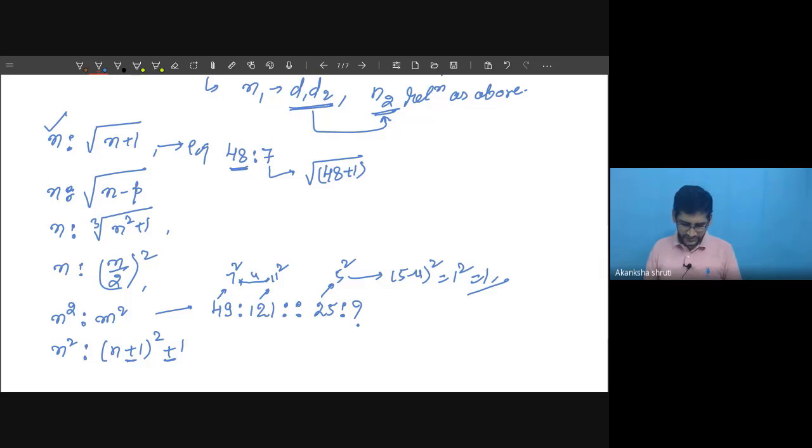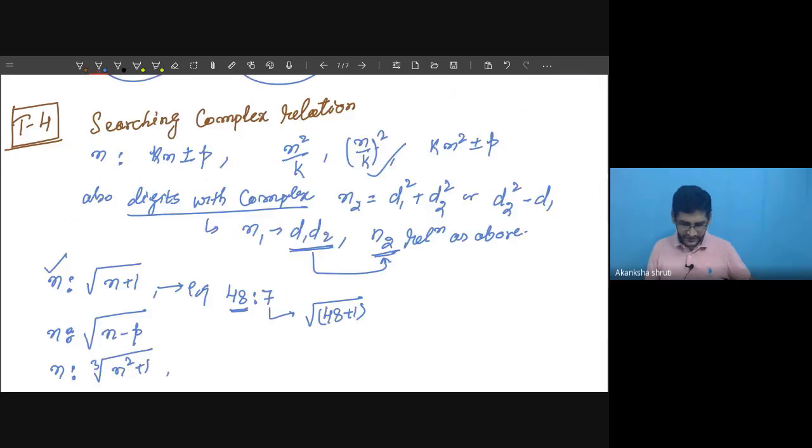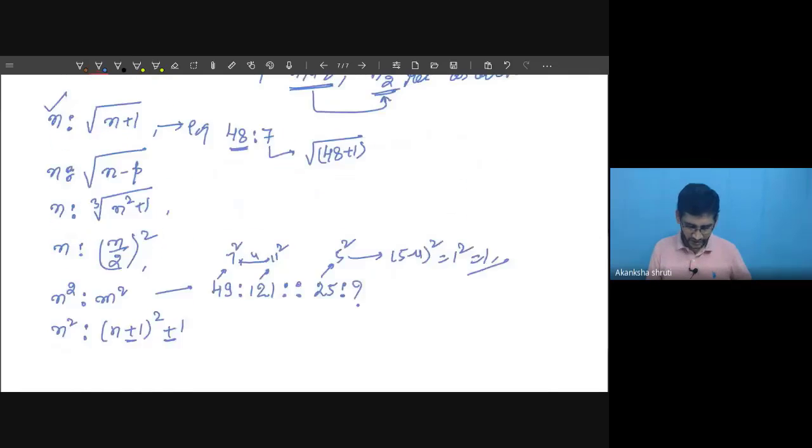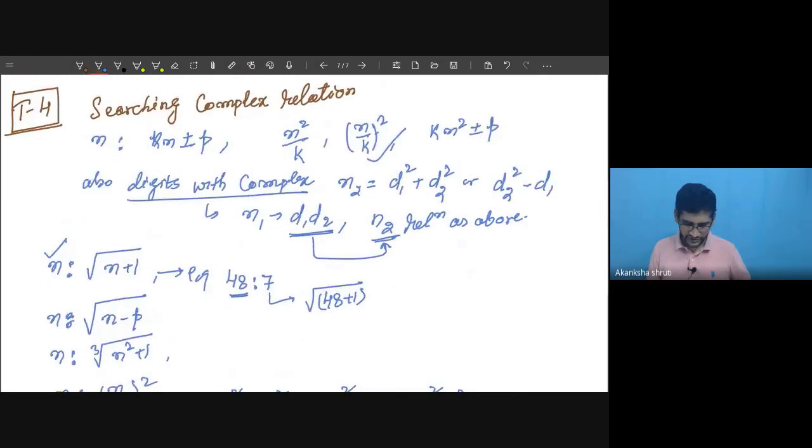So such a question is framed. So we are going to see all these things. So what are the various complex relations? Based on this, we are going to frame the question and we are going to search for it. Let us go.